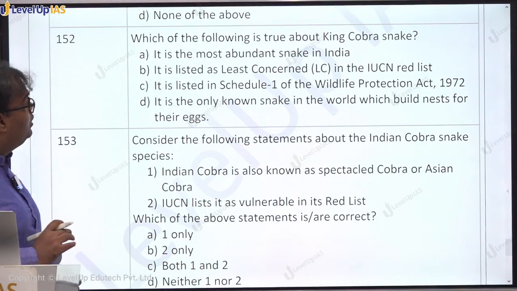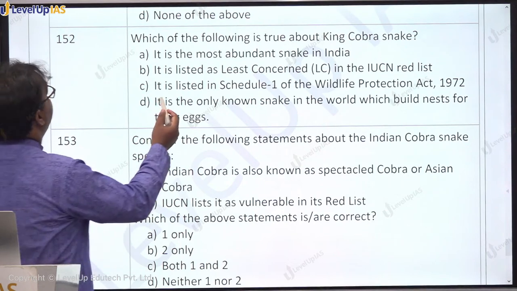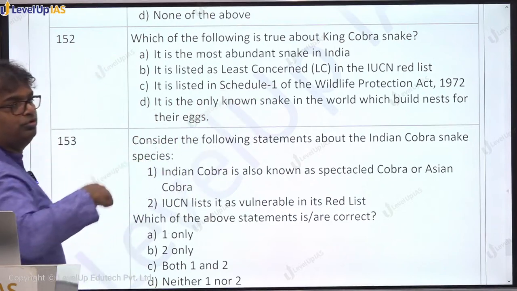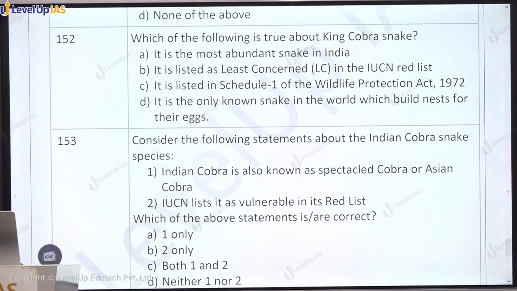Right? Here, it is listed in Schedule 2. Why is this wrong? Why is C wrong? It is listed in Schedule 2. King Cobra is listed in Schedule 2. It is vulnerable. It's not the most abundant snake in India. So D is the answer.